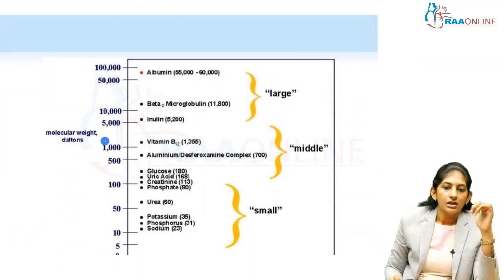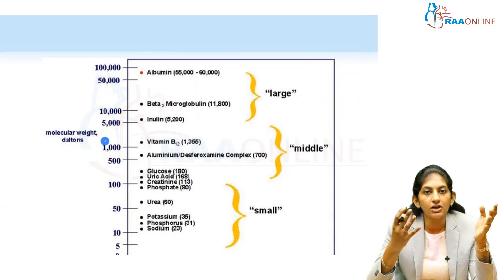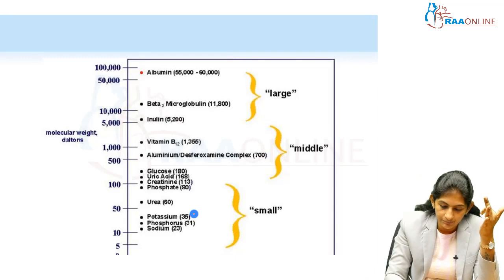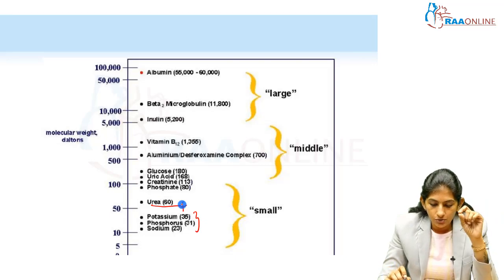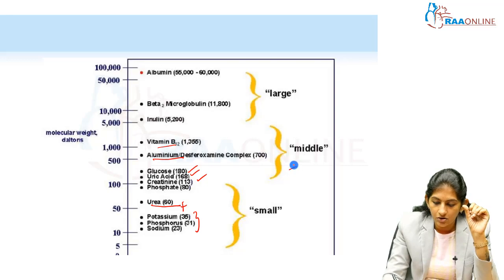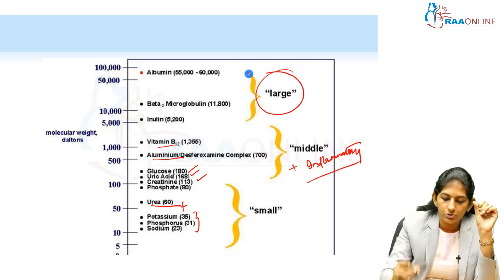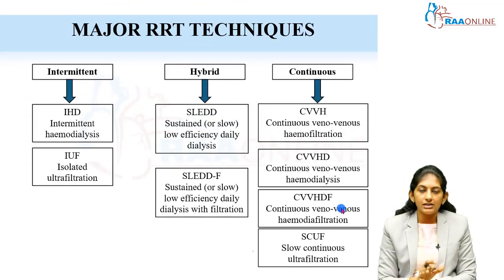That's all. So I was talking about small, middle and large molecules. Small molecules are basically your electrolytes: sodium, phosphorus, potassium and urea. Middle molecules will be your glucose, uric acid, creatinine, aluminium, vitamins and all our inflammatory mediators. Large molecules will be proteins. Okay. So now we have discussed the various types of molecules based on size. We will move on to the various RRT techniques.